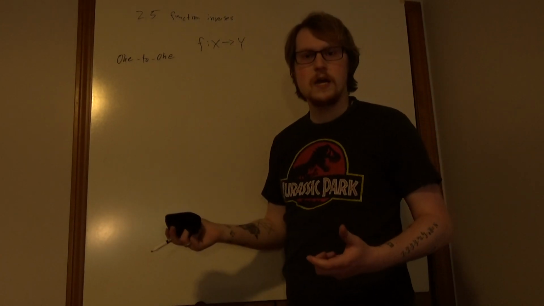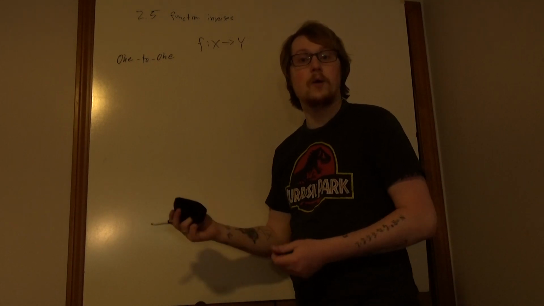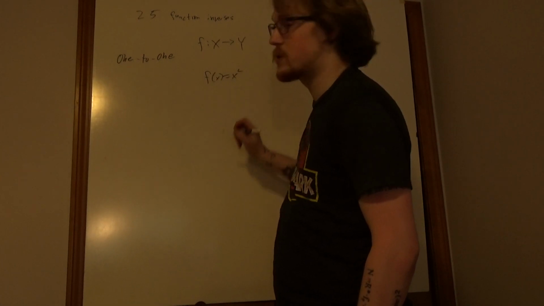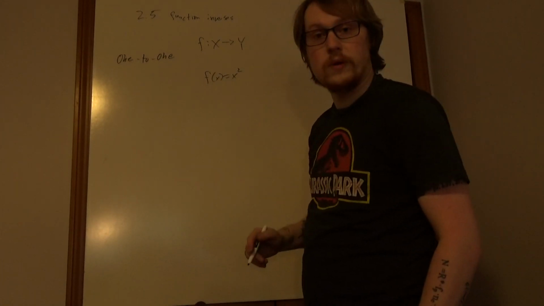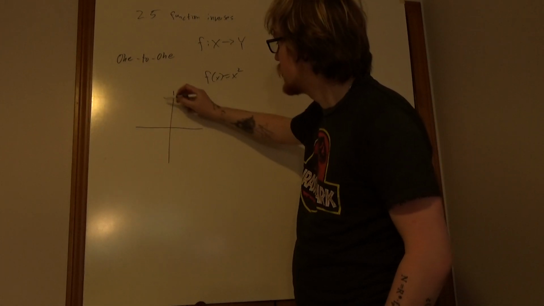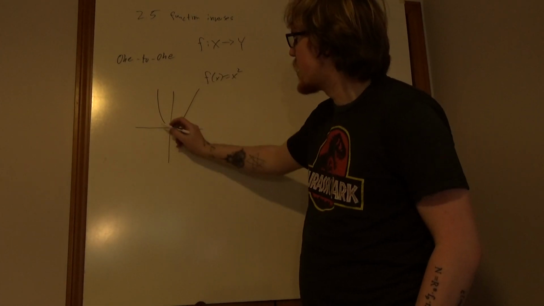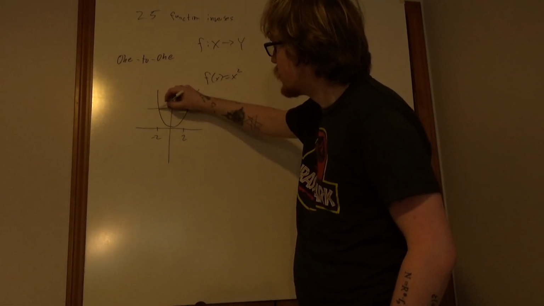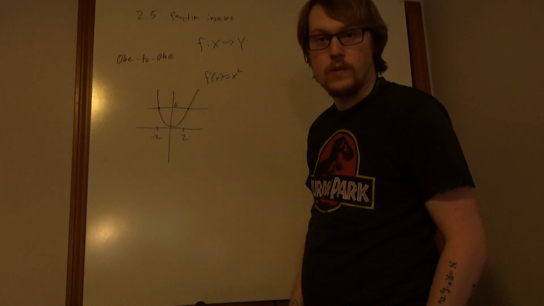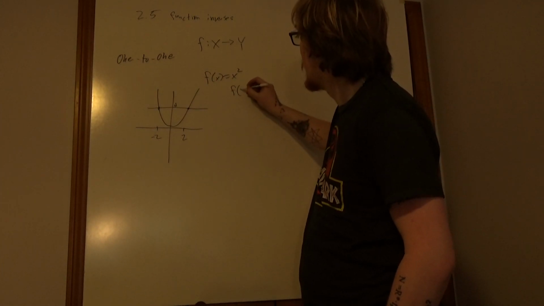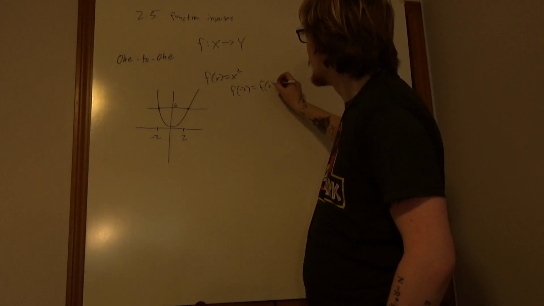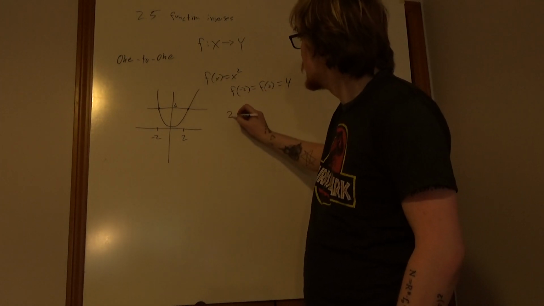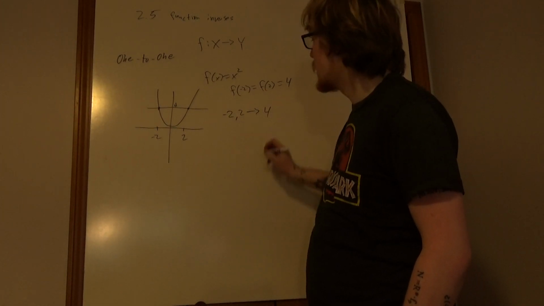This seems fairly standard though, so are there examples of functions which are not one-to-one? And yeah, of course there are. One of them is going to be f of x equals x squared. When we look at the graph of this function, we can see that at -2 and 2, they both output 4. And so we can see that f of -2 equals f of 2, they both equal 4. So in a sense, this function takes -2 and 2 and gives us 4.